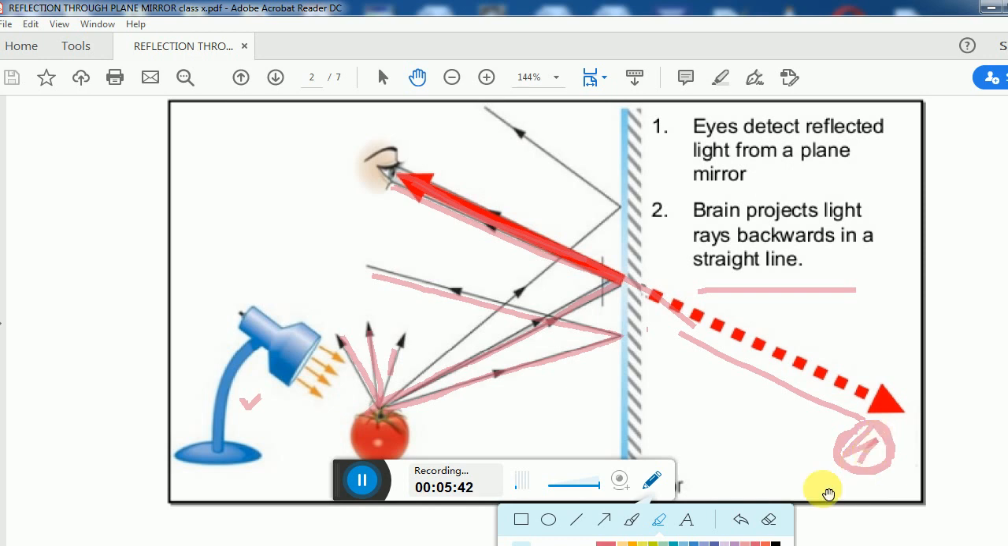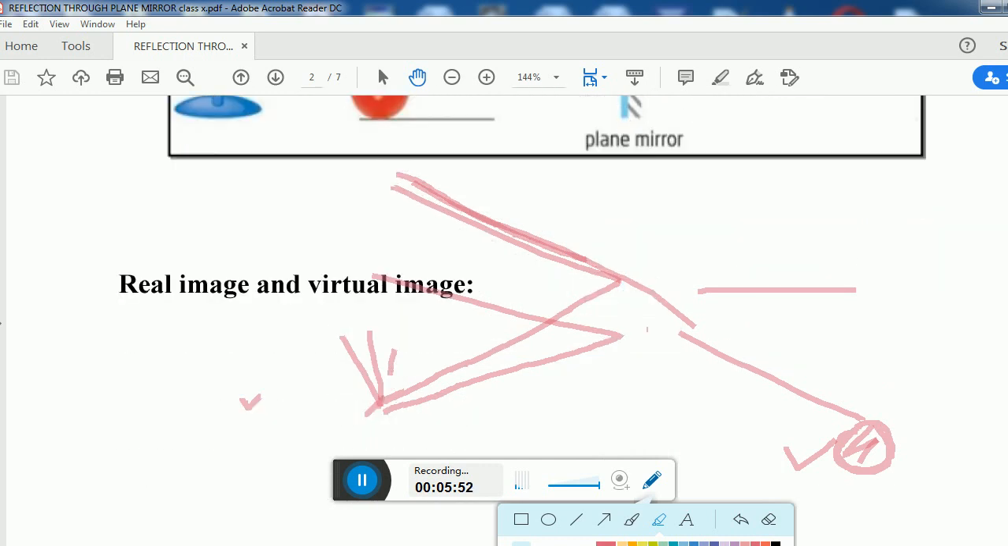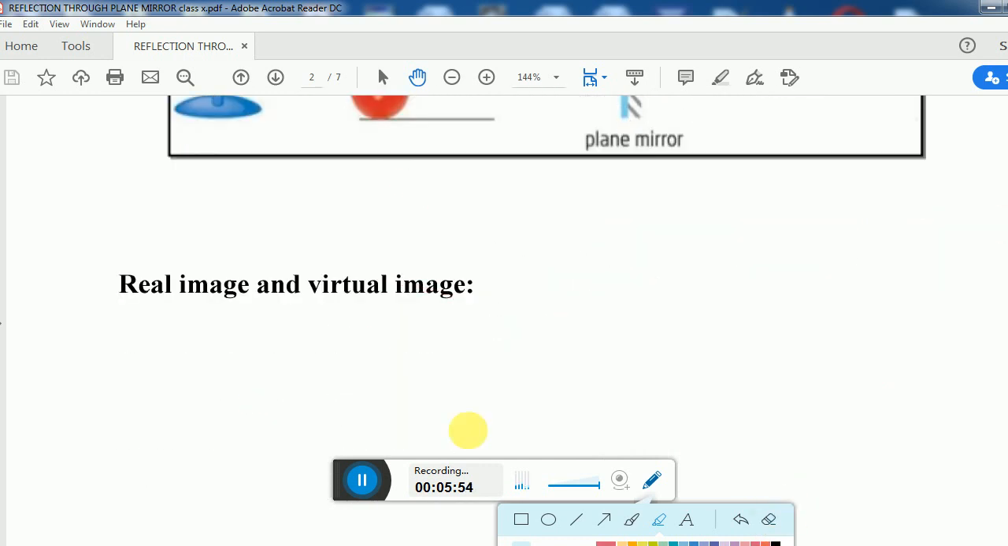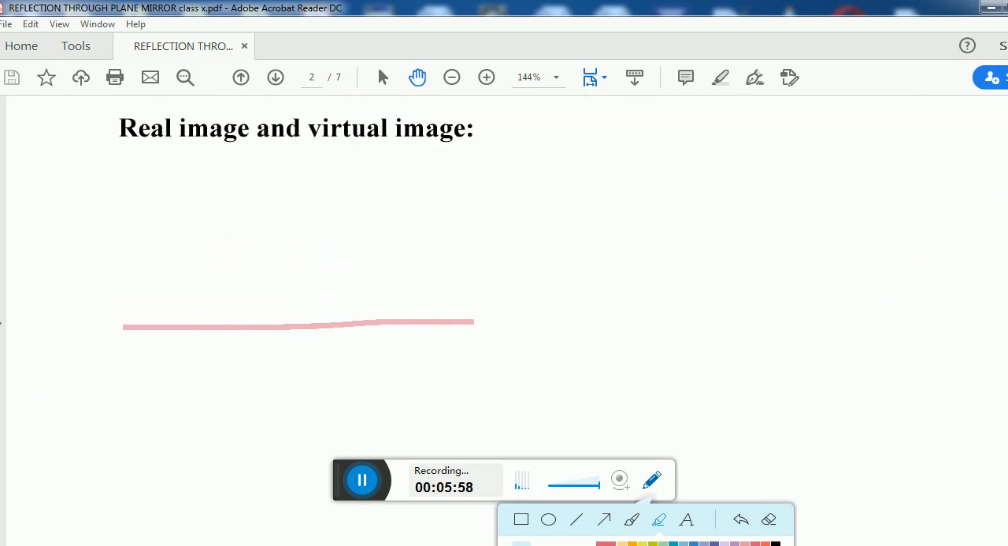Okay. So that is the concept. So we'll see the virtual image of this vegetable. Okay. Now next diagram we'll go. This is called the real image and the virtual image. What is the difference between the real image and the virtual image?